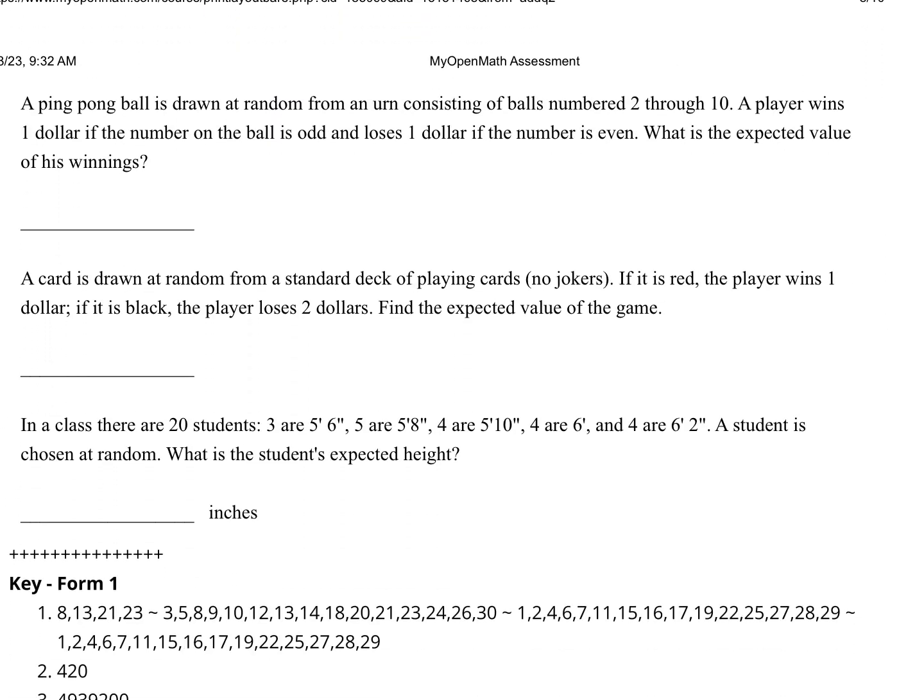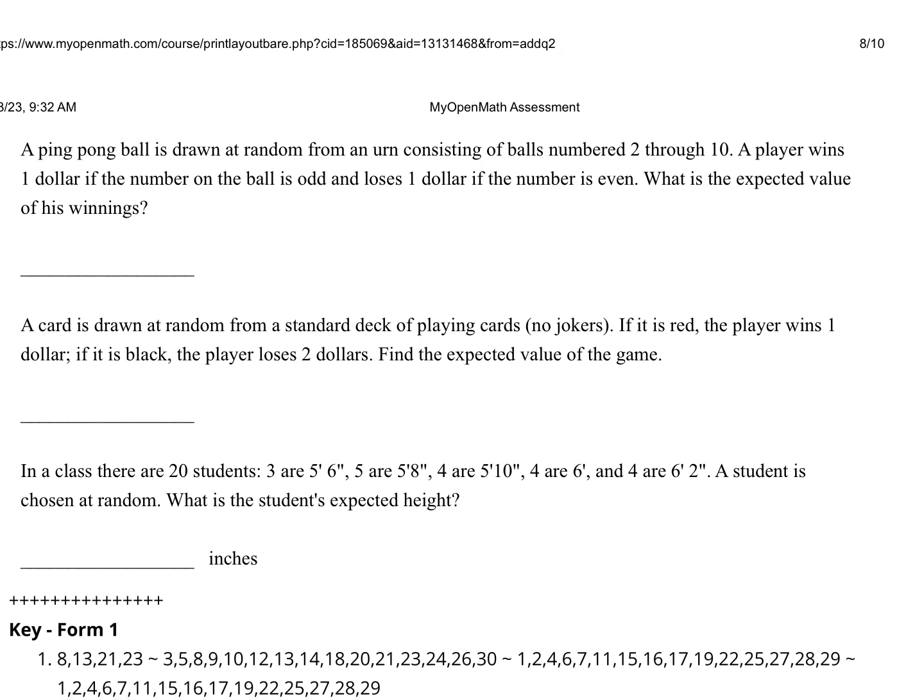Okay, our last one has 3 different parts. So a ping pong ball is drawn at random from an urn consisting of balls numbered 2 through 10. A player wins $1 if the number on the ball is odd and loses $1 if the number is even. What's the expected value of his winnings?